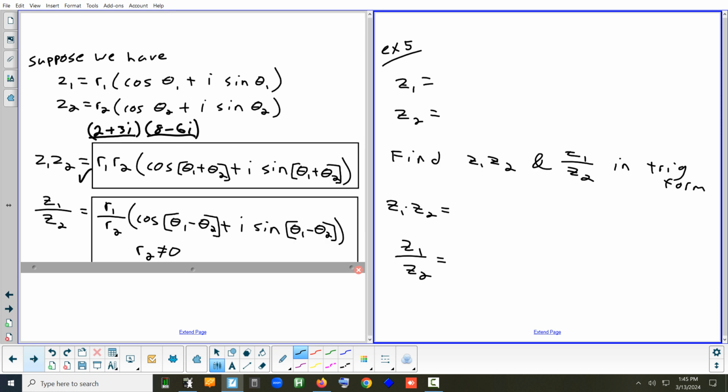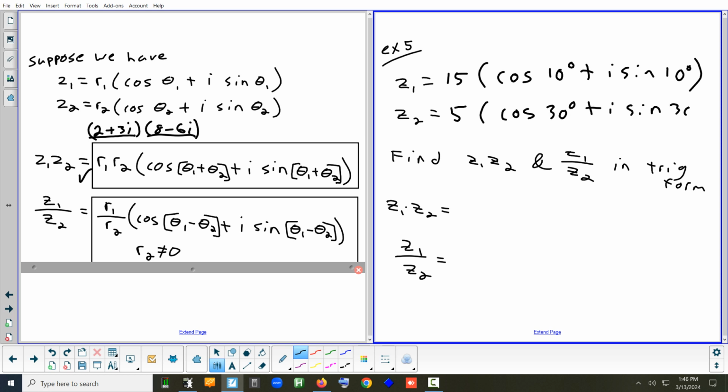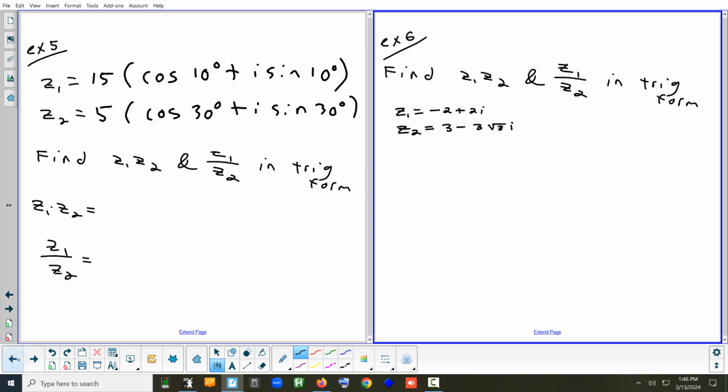All right, let's pick a radius. 15 cosine 10 plus i sine 10. I just made those numbers up. And let's do 5 cosine 30 plus i sine 30. Okay, something's going to happen here that we need to be careful of if this happens. And this will, I think, be our last one.